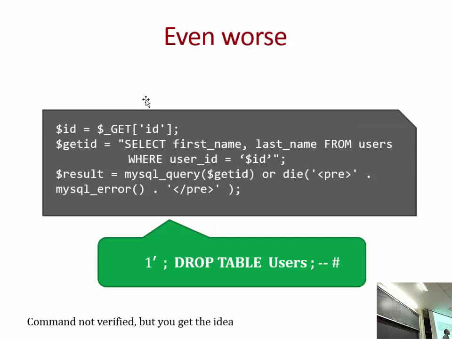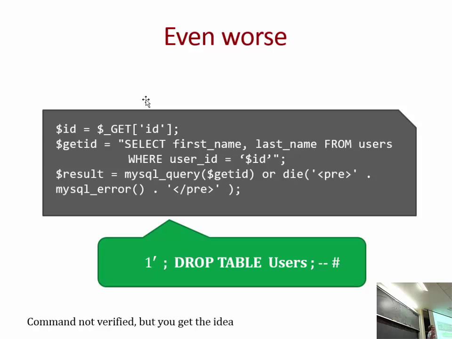Or you can go even worse. Instead of just getting all the usernames, you could really go all the way in and say, hey, or 1 equals 1, drop table user, watch the world burn, right? With permission from the world, of course. Ethically, of course. I don't know if this actually works, but you get the idea.